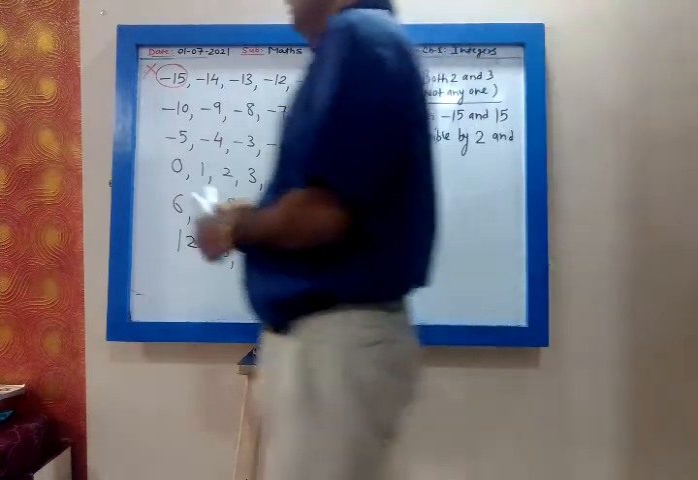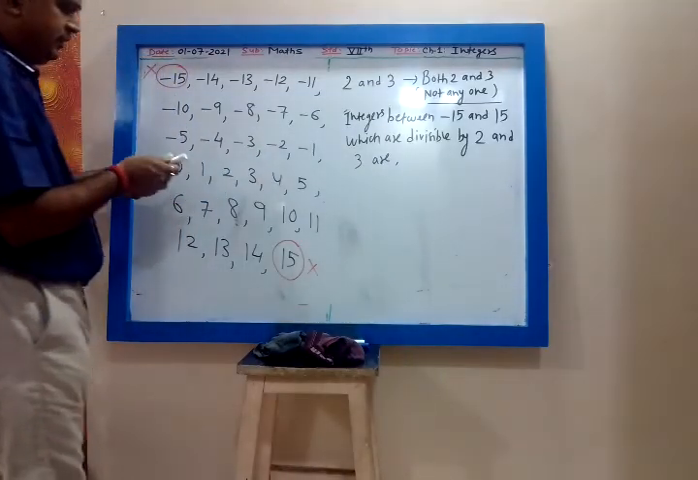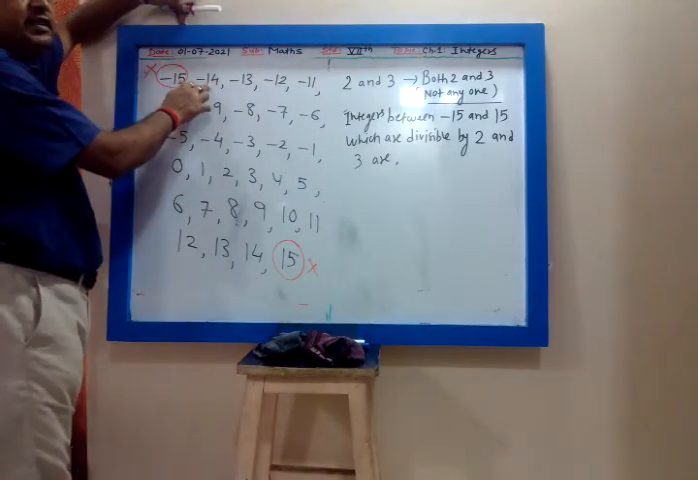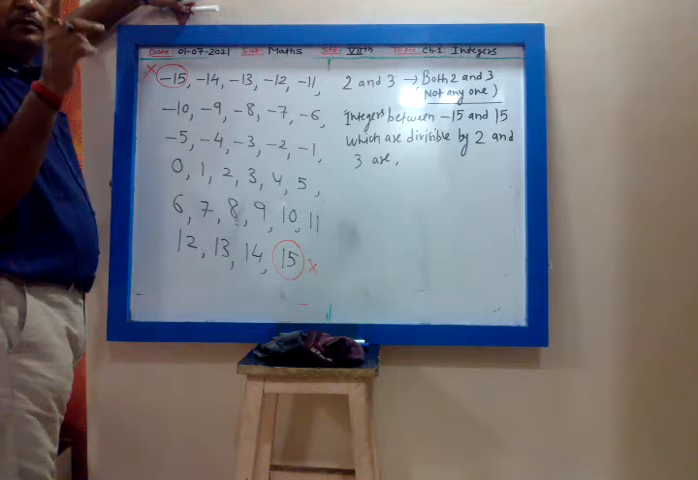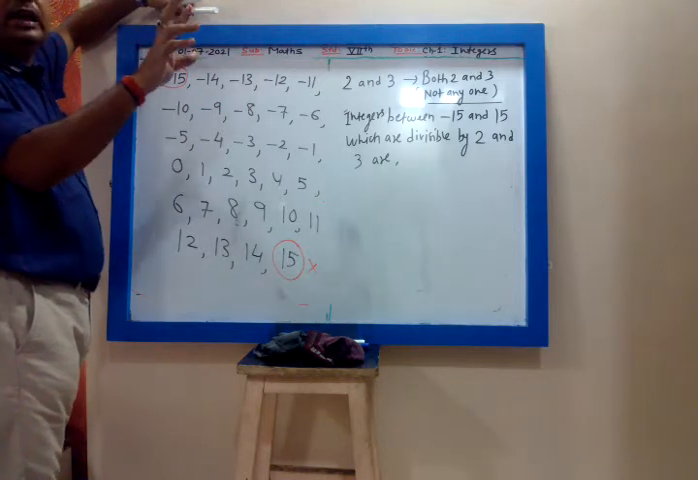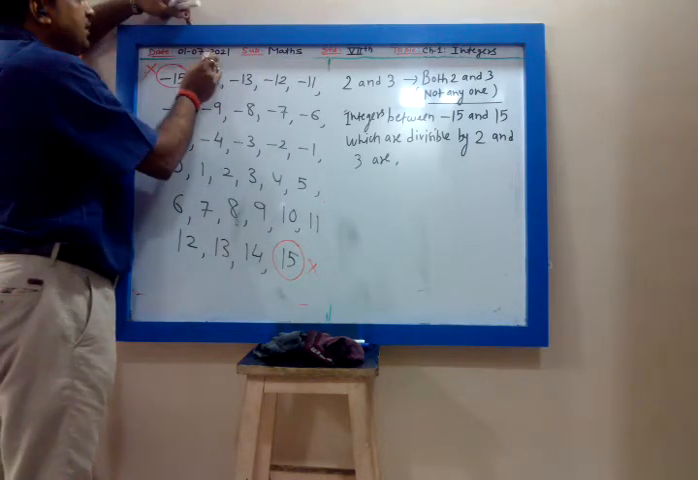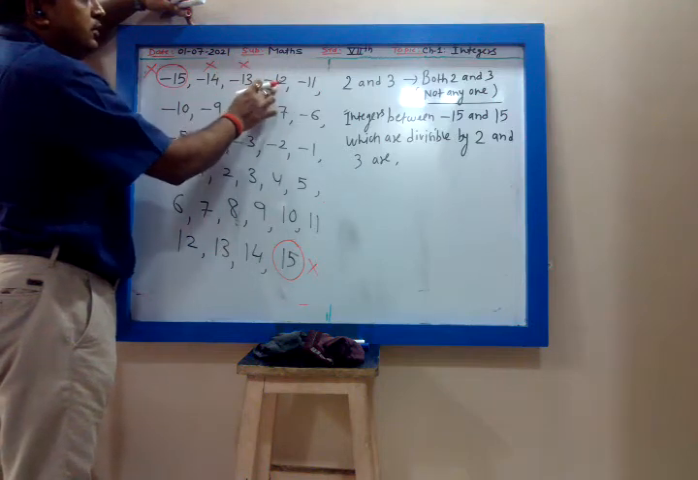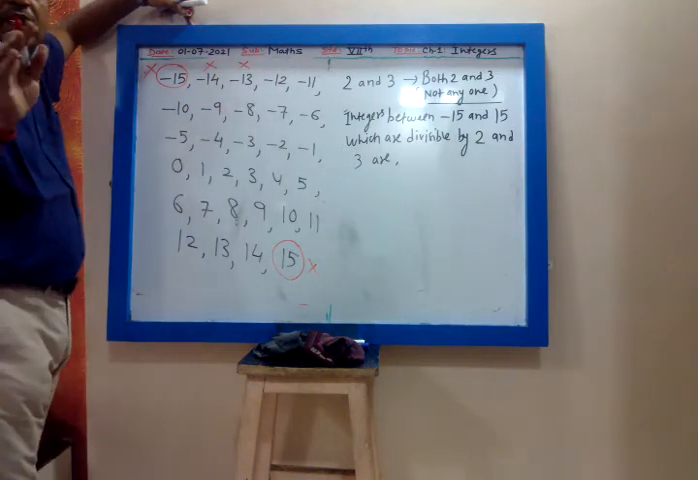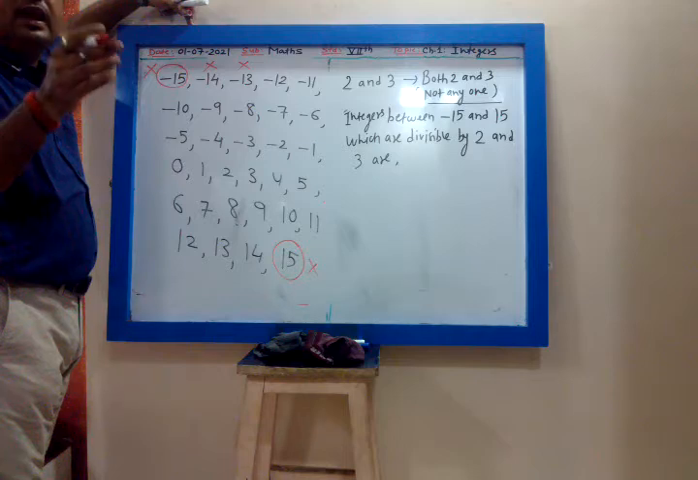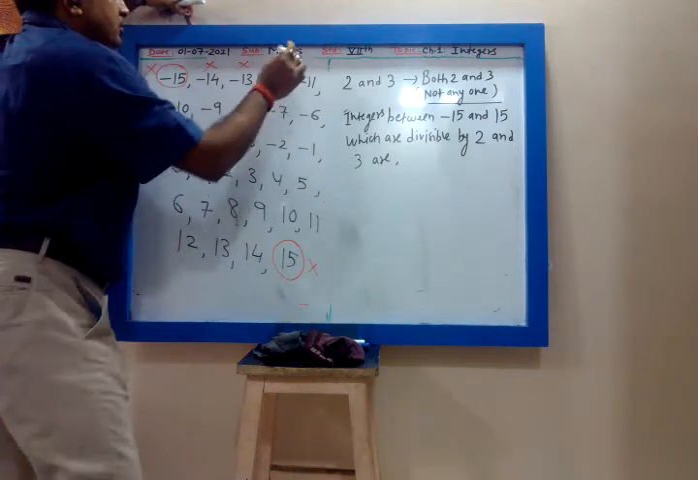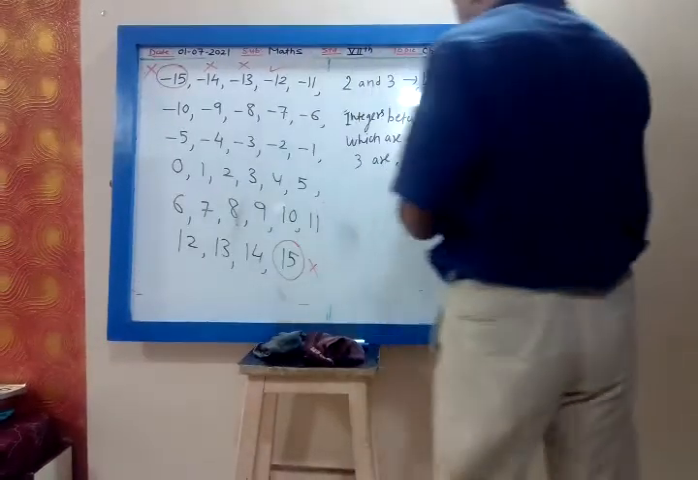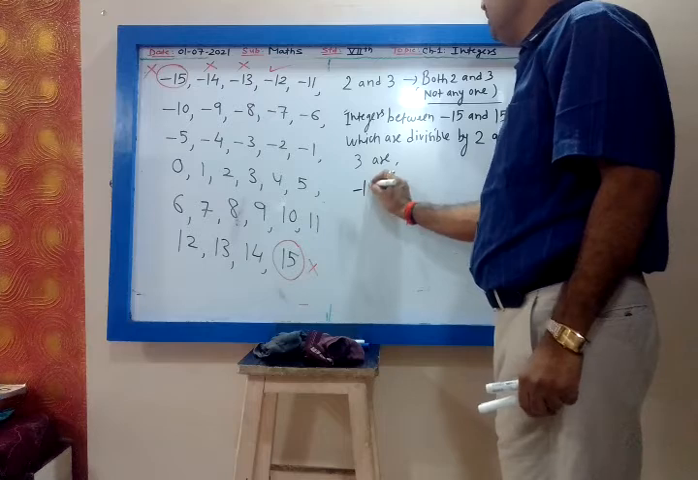Let us see. Can we take minus 14? See, 14 is divisible by 2, but 14 is not divisible by 3 and we want both. So 14 will not be there. 13 not divisible by 2 and 3. 12 I can divide by 2, 12 I can divide by 3. So minus 12 will come.